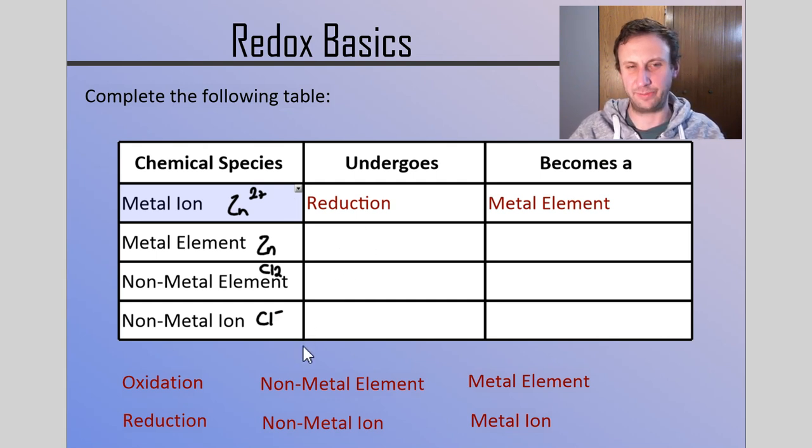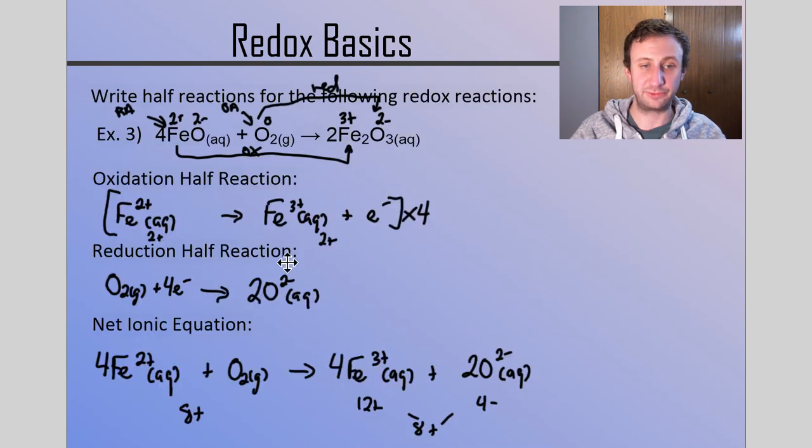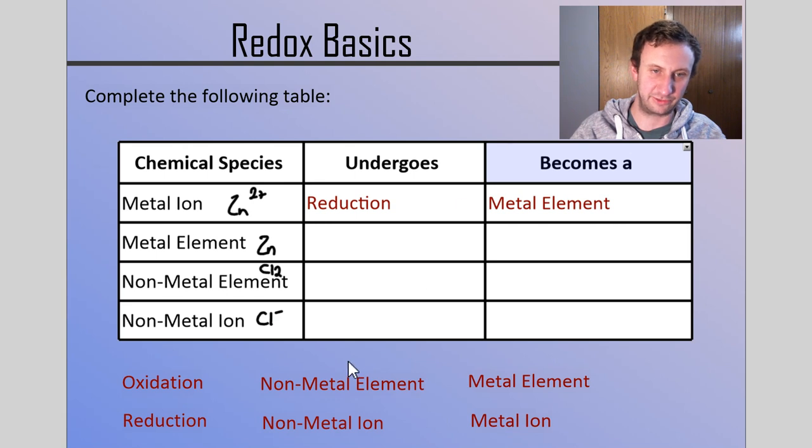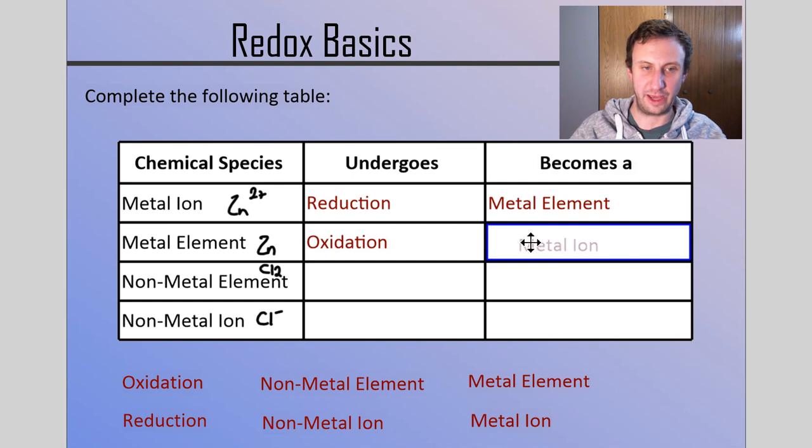That was a bad example because that was actually a reduction instead of oxidation. Oh, and I'm screwing that up. No, sorry, let's get this straight. This was an oxidation, not a reduction. In my table, I'm talking about reduction. All right, metal element, zinc. That would go through oxidation. It would lose electrons to become a metal ion. So we'll put that right there.